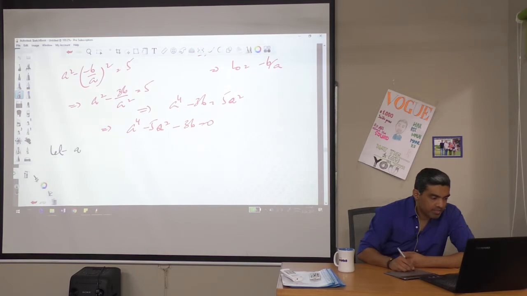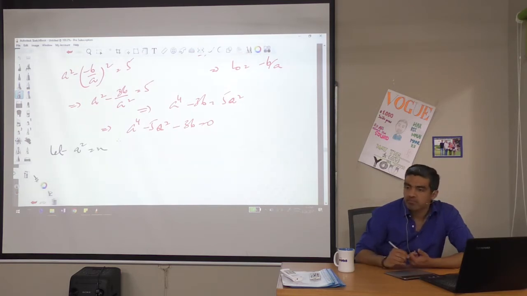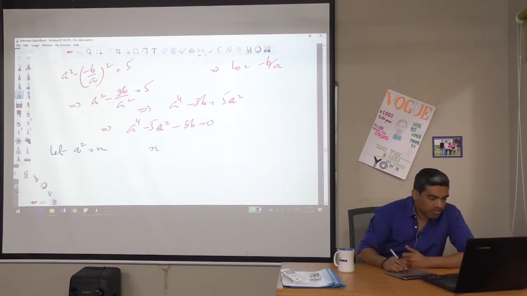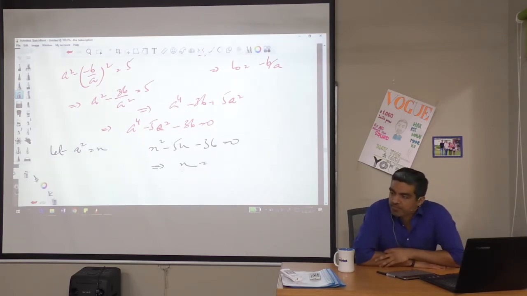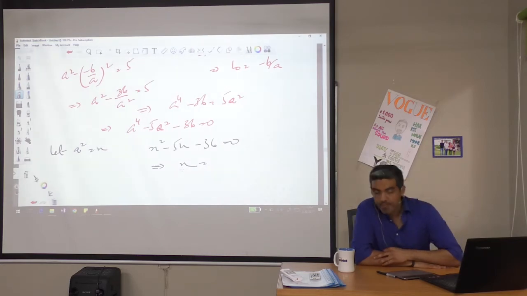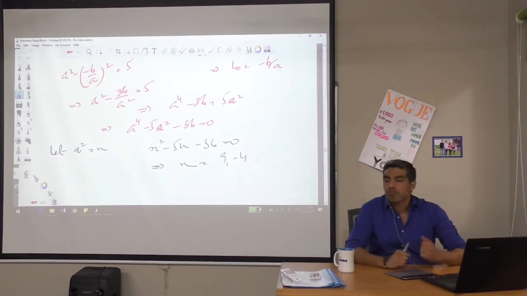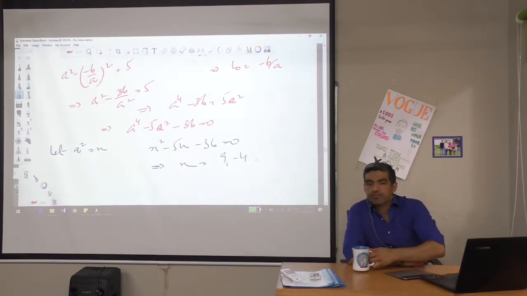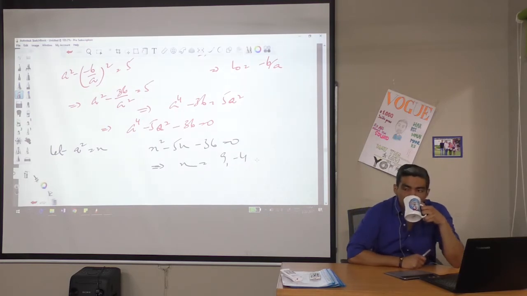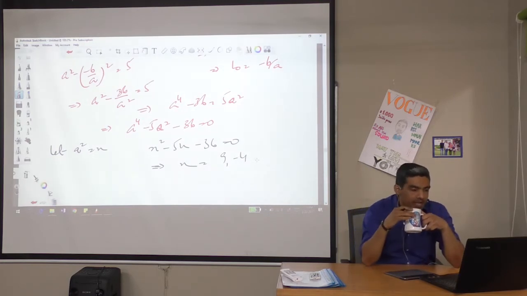So let a square be x, or whatever variable you want to take. So x square minus 5x minus 36 equals 0, which means you get two values of x. Check. 9 and minus 4. Check, we are getting 9 and minus 4. Any questions still here?